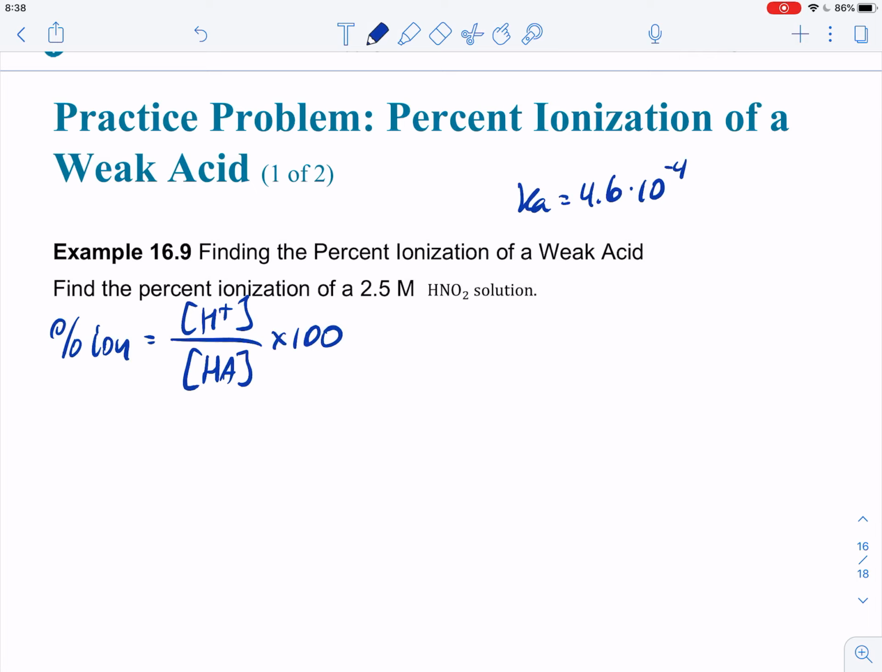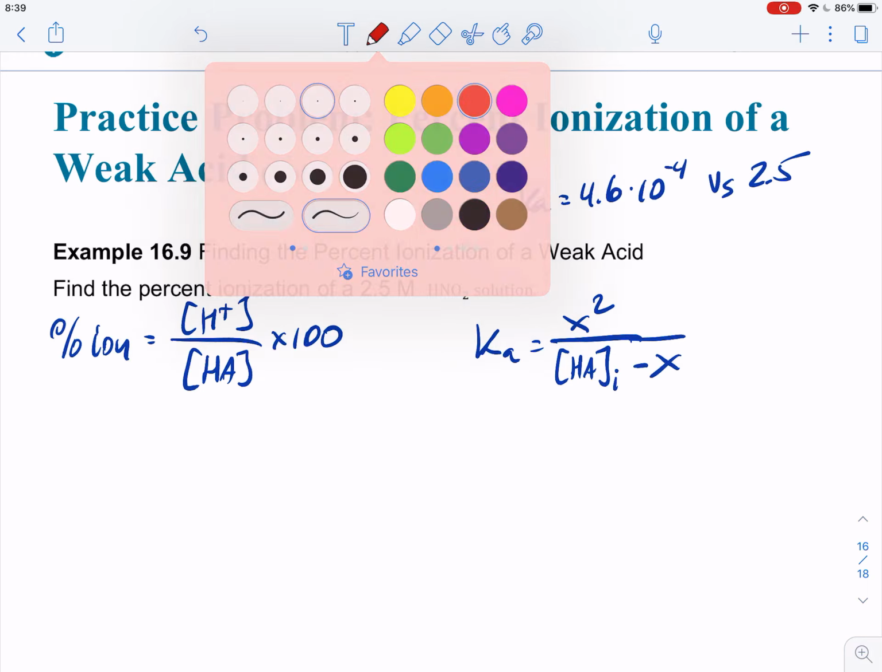And based on all the setups that we have been doing so far, we always end up with an expression that tells you that Ka is x squared over the initial concentration of the acid minus x. Regardless of the acid, whether Ka is small, whether you can make the assumption that x is small or not, you end up with an expression like that. Now you are comparing 4.6 times 10 to the negative 4 versus 2.5, and there are more than 3 orders of magnitude difference there. So we can assume that x is small.